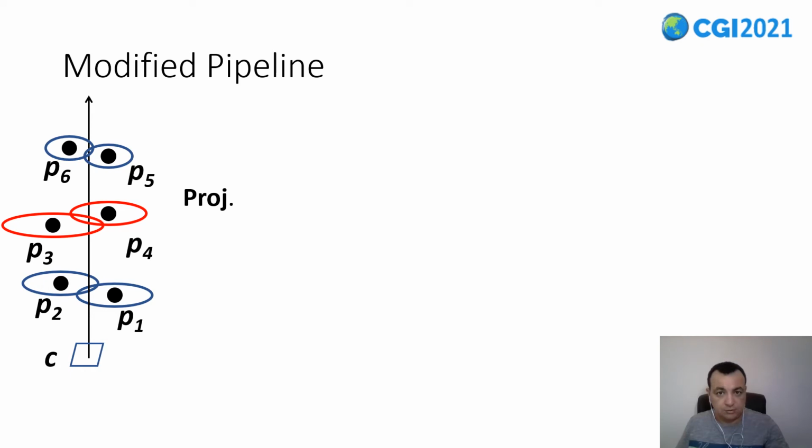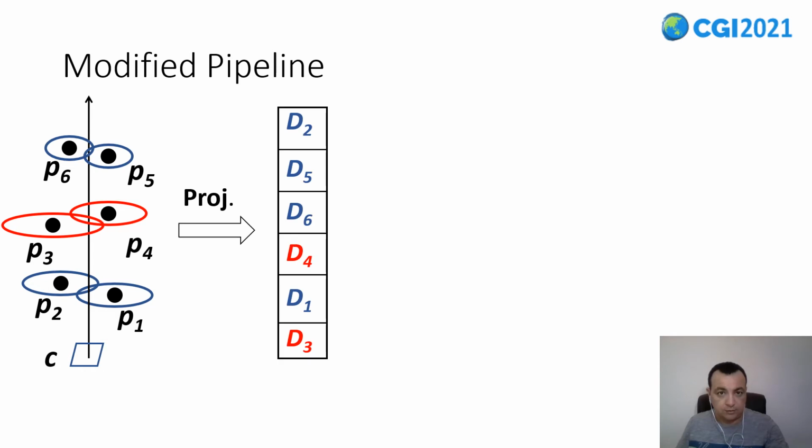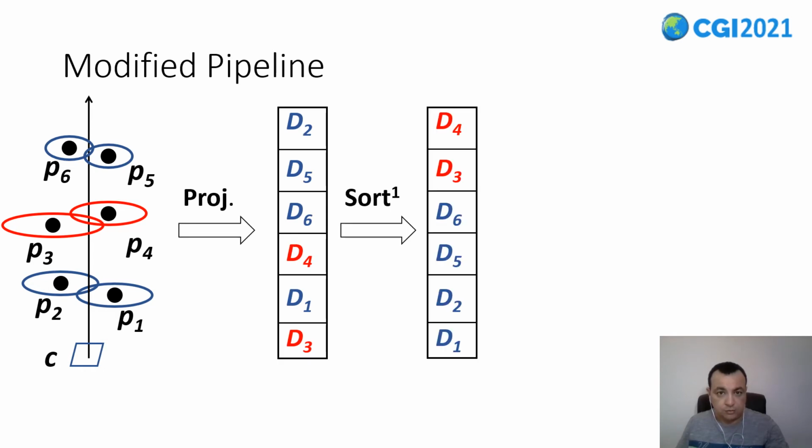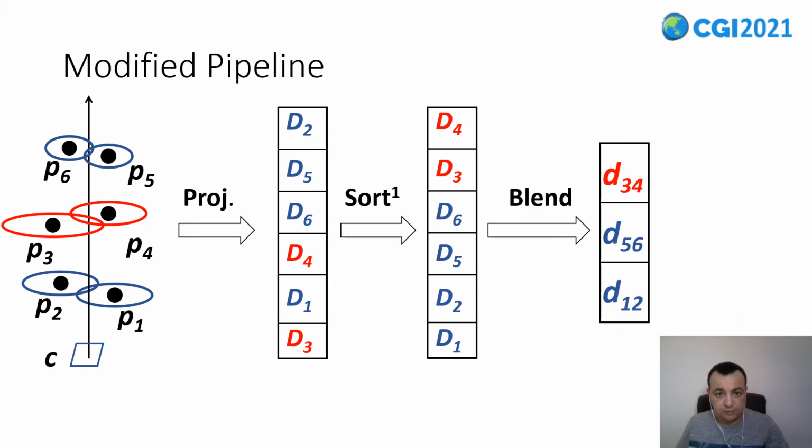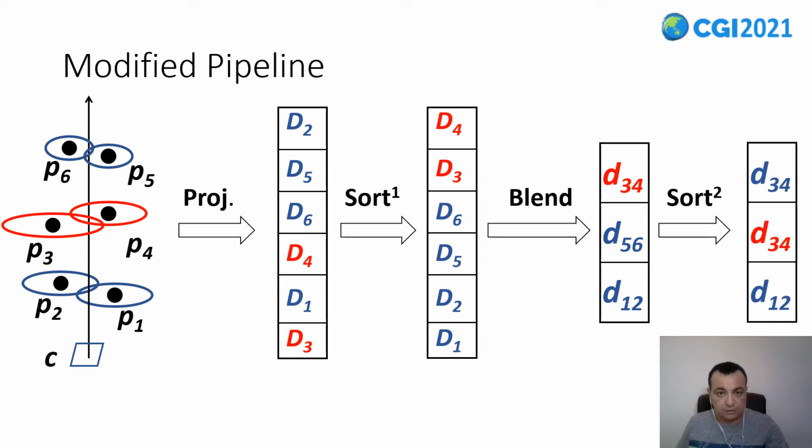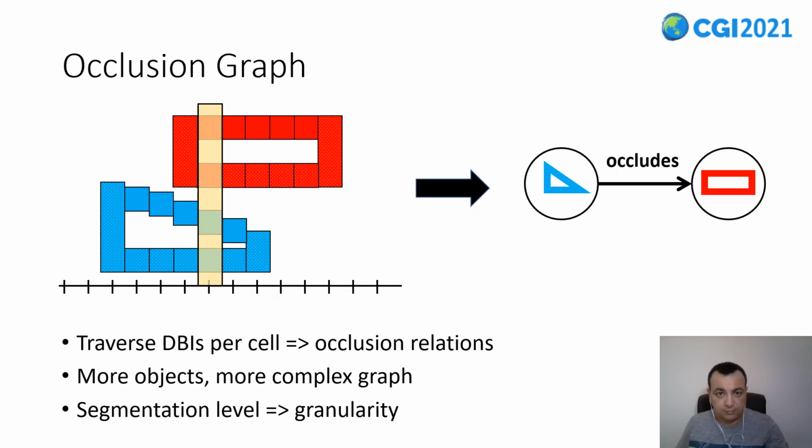This is an example. We have 6 points. The blue points belong to one object, and the red ones belong to another. We project again. We sort the fragment intervals with respect to the compound key, so that the points of each object are consecutive. We blend the intersecting fragment intervals into DBIs, and then we sort the DBIs with respect to the depth. Now we have the structure.